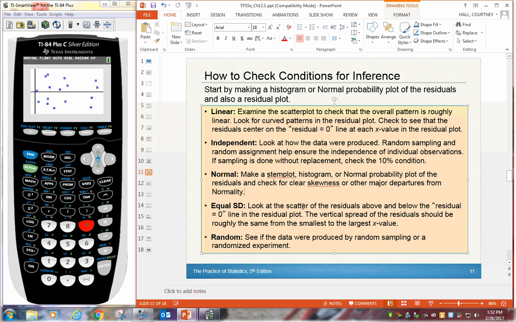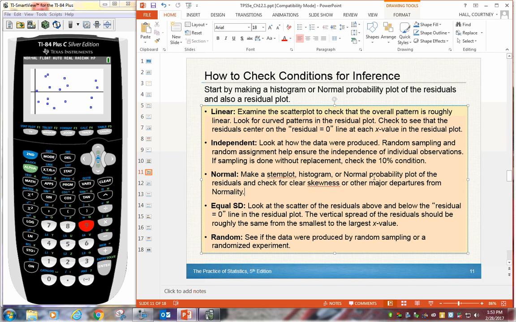You want to look at the scatter of the residuals. Okay, so the one I have on my calculator screen right now, above and below the residual equals 0 line. So here's the line of residual equals 0 in the residual plot. The vertical spread of the residuals should be roughly the same from the smallest to the largest x value. So they need to be spread out, half of them above the line and half of them below the line, and you wouldn't want them all clustered together, like all on the bottom and then these are all spread out at the top or something like that. So you kind of want them equally spread out. You don't want a cluster of data all close together, a clump of data, if you will. Okay, so that looks somewhat spread out.